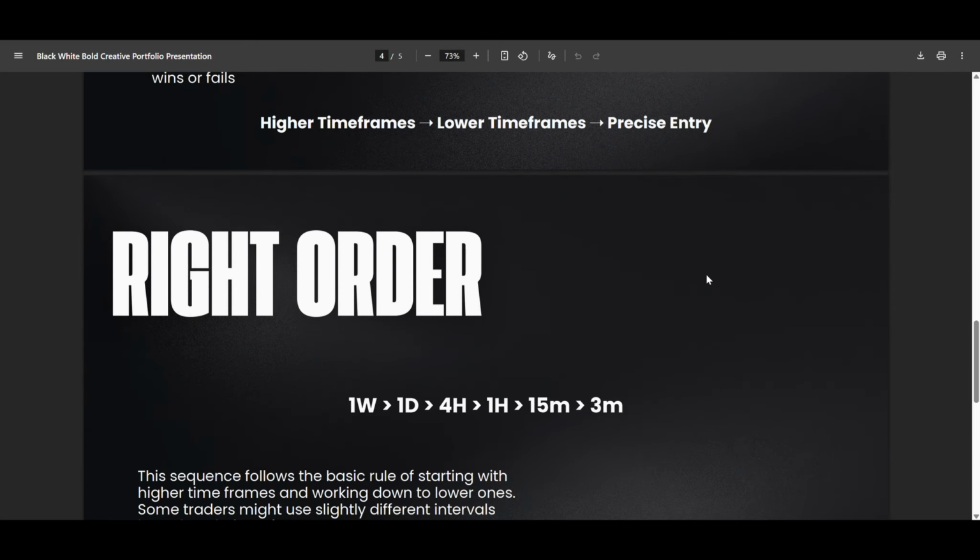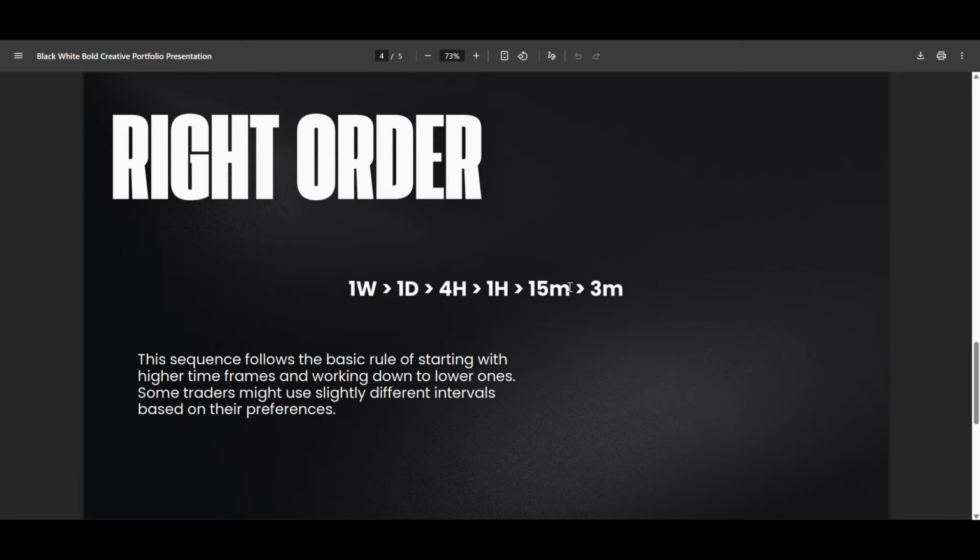Now that you understand why the order matters, this is the sequence I personally follow. It may vary slightly for different traders. For example, someone may use a 5-minute instead of 3-minute, but the principle stays the same. From my experience, the 3-minute time frame has helped me a lot more when it comes to precise entries. It gives me better timing and confirmation. And the idea is simple: context first, execution last. You build your understanding on the higher time frames, and then refine your entry on the lower ones. Now, let's move to the chart and walk through a real example step by step.